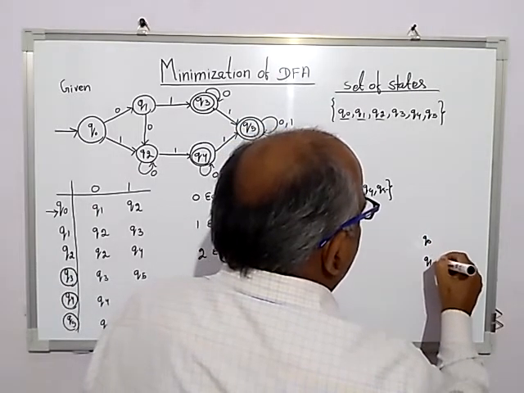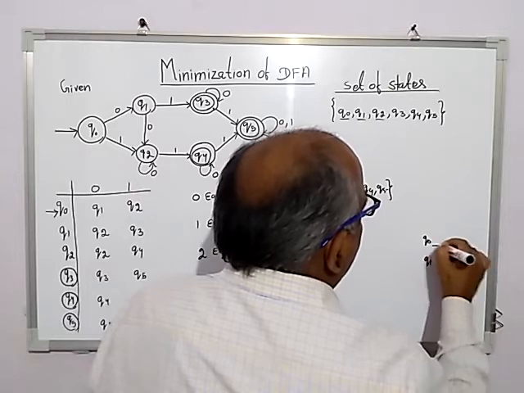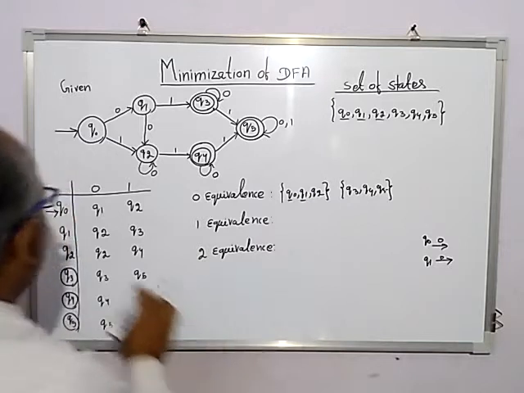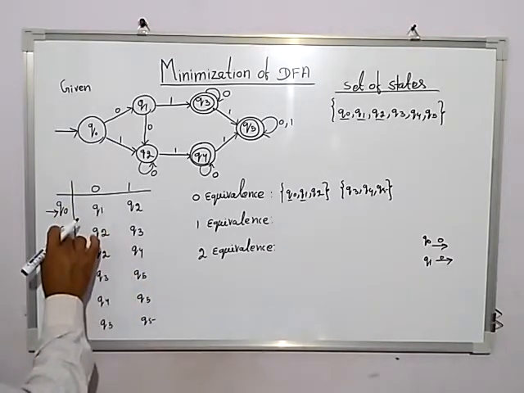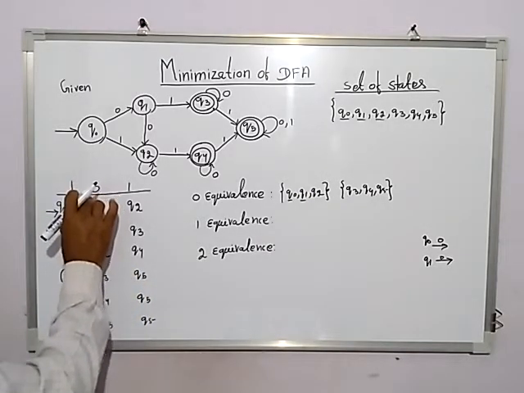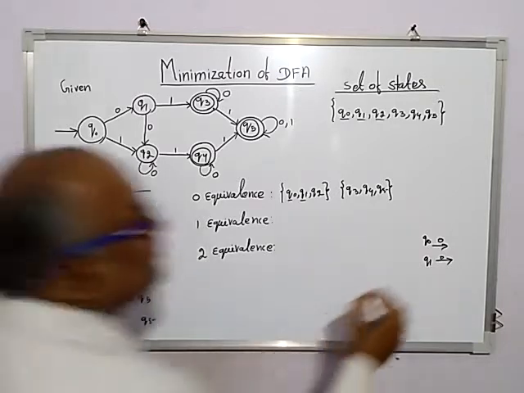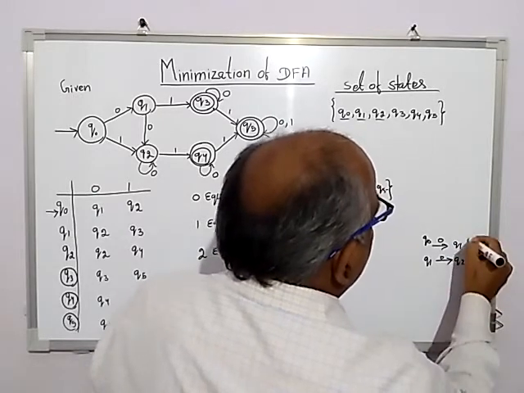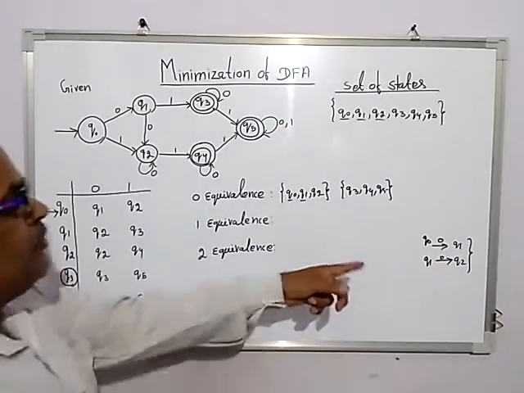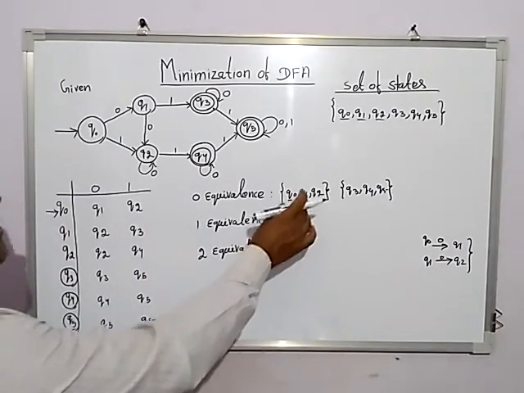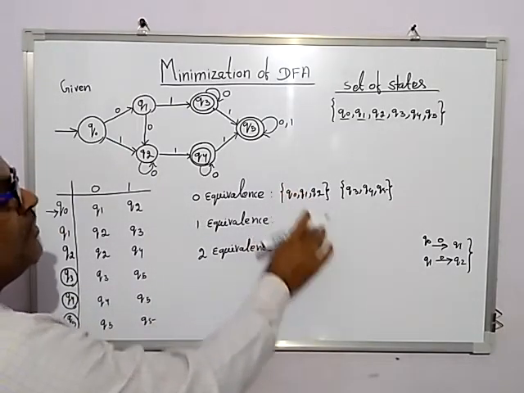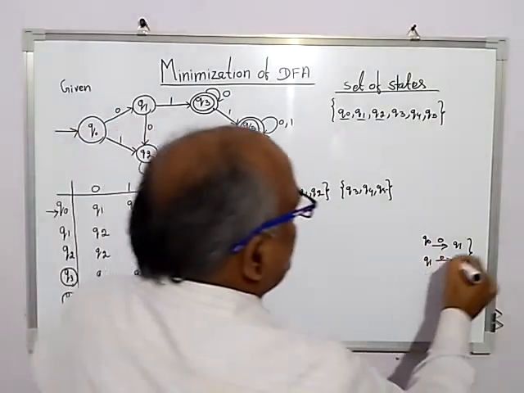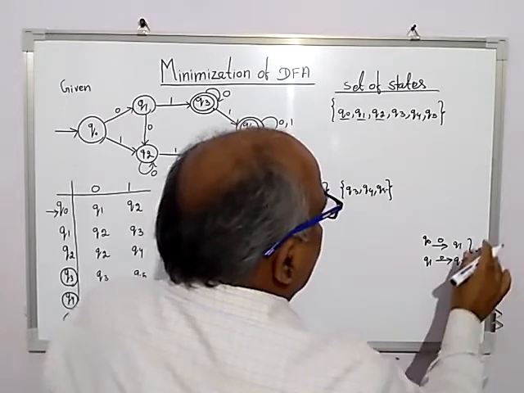Q0, Q1. For 0 input, what will be the next state? You see Q0, Q1. For 0 input, the machine will go to Q1, Q2. That means this is Q1, this is Q2. So for Q1, Q2, you check whether these states are available in the same set or not. Q1, Q2, these are available in the same set. So Q0, Q1, this is 1 equivalent so far.